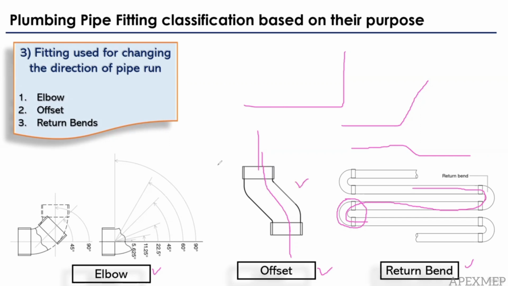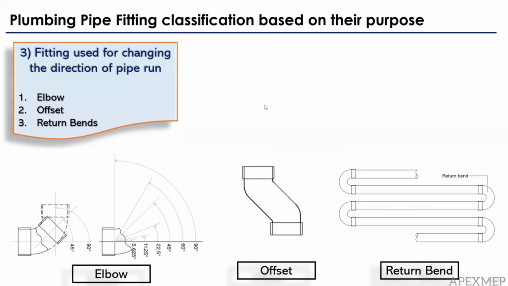Elbow is used for changing direction, and there are some standard angles. You want to move the pipe direction by 90 degrees, 60 degrees, 45, 22.5, 11.25, and 5 point something. These are the standard angles which we use in plumbing for changing the pipe direction using an elbow.